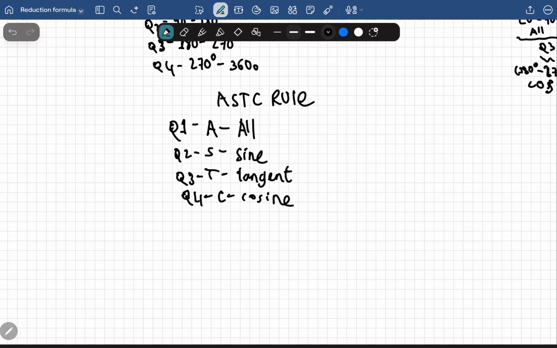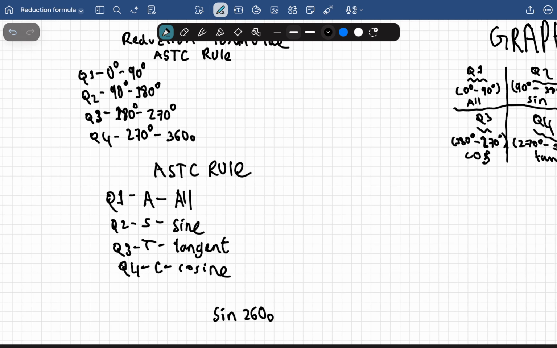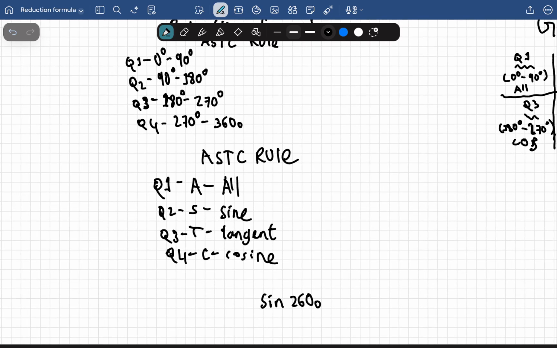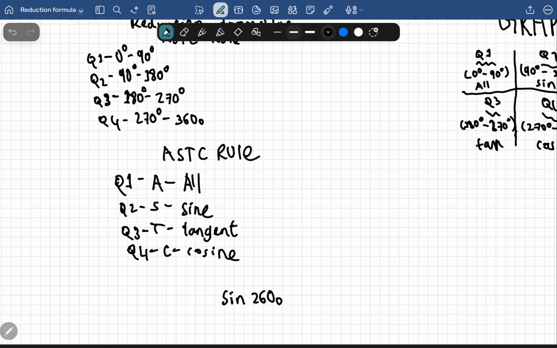Okay, now time to actually apply this. We have the question sine of 260 degrees. Let's check. 260 degrees is in quadrant 3. Quadrant 3 only supports cosine. Oh, I kind of messed that up. I thought this was quadrant 4, and this was quadrant 3, because I really did not see that. Anyways, quadrant 3 only supports tangent.